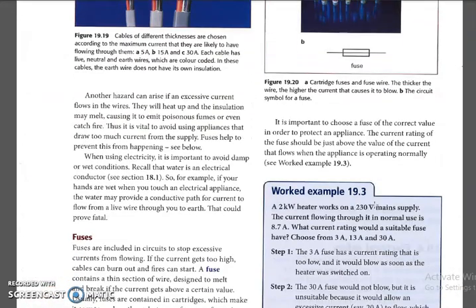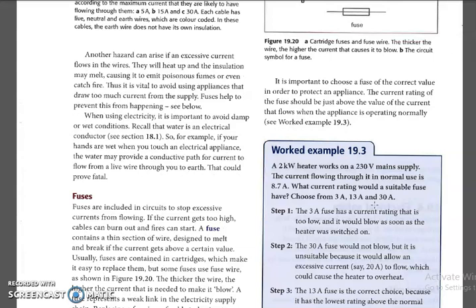When using electricity, it is important to avoid damp or wet conditions, because water is an electrical conductor. For example, if our hand is wet when we touch an electrical appliance, what happens? The water provides a conductive path for the current to flow from a live wire, through you, to the earth. So it could prove fatal.